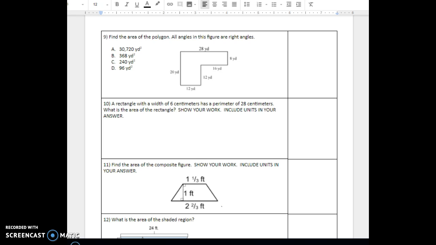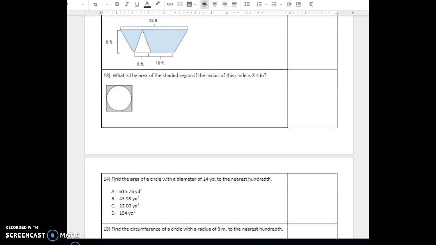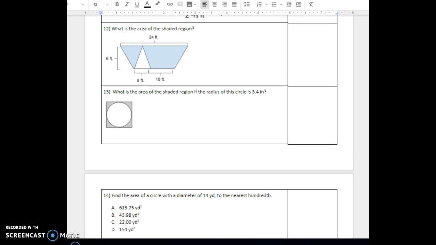Question 11. Find the area of the composite figure. Show your work. Include units in your answer. Question 12. What is the area of the shaded region? Question 13. What is the area of the shaded region if the radius of this circle is 3.4 inches?